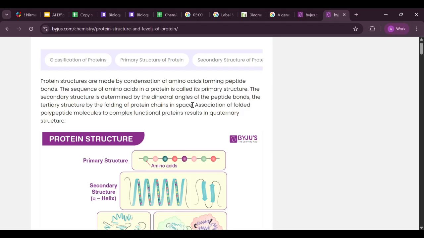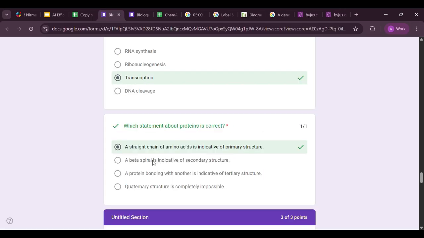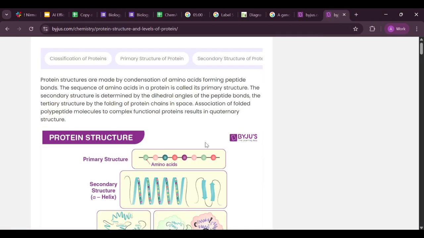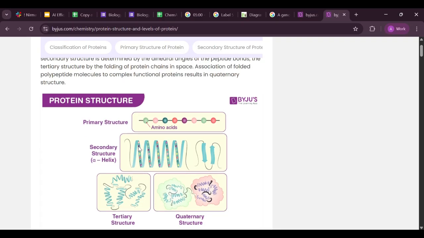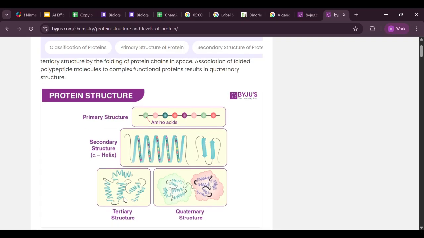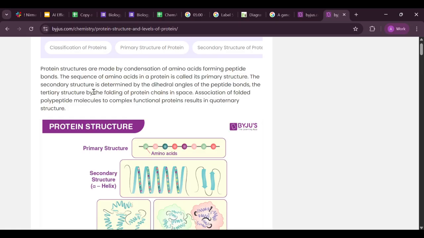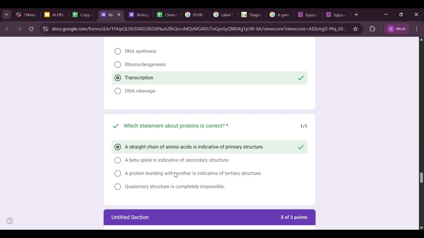So here we can see, no, it is the dihedral angle which indicates the secondary structure, and this one is correct. Amino acid sequence is indicative of primary structure. The alpha helix is a secondary structure. What is tertiary structure? It is the folding of protein chains in space. What is here? Protein bonding. No, it is not. It is the folding of proteins. Let's see what is quaternary structure here.